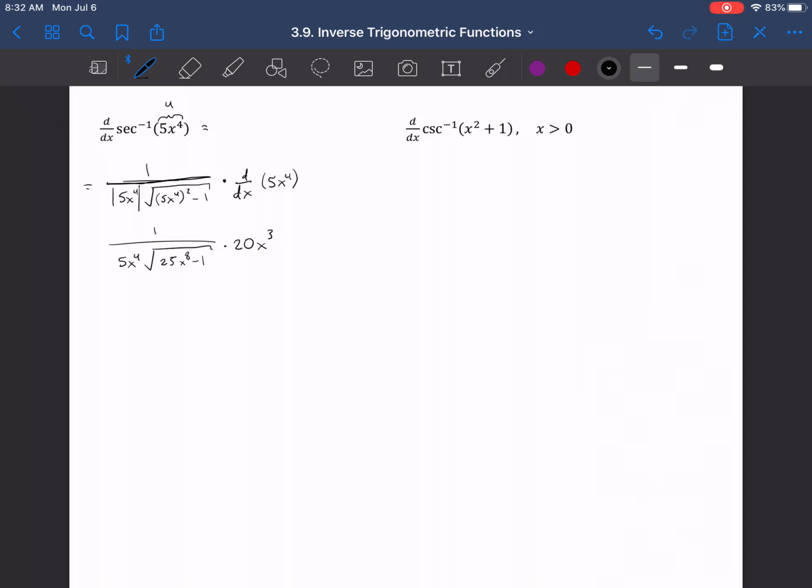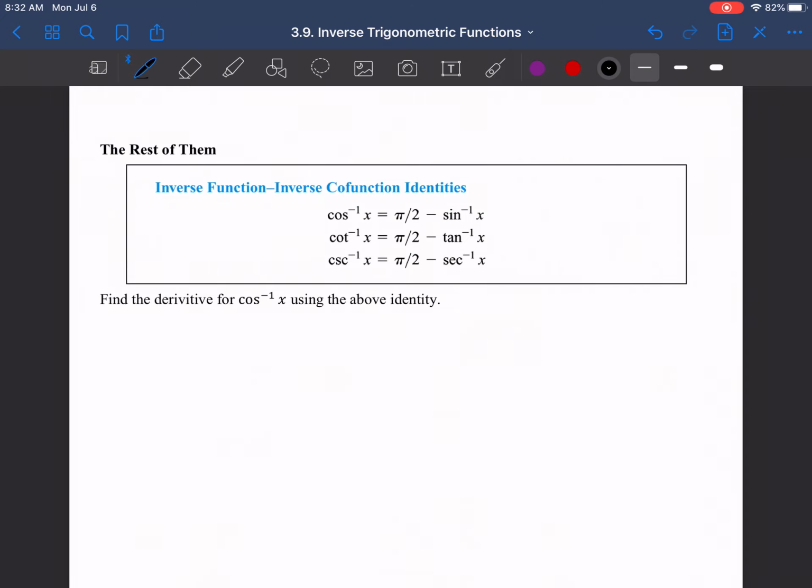So these should all have equal signs. Then we can cancel out. We have an x to the third and an x to the fourth, and a 20 over 5. 20 over 5 is 4. The x to the third cancels with the x to the fourth, leaving us just an x in the denominator, and then our square root, 25x to the eighth minus 1. Okay? And there's our answer. I'm going to leave the next one for you to try. And if you want, take a look in the notes and see what the actual answer is. Okay? All right, here are the rest of them right there.